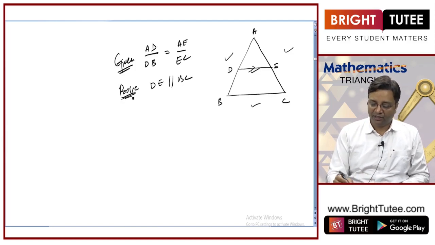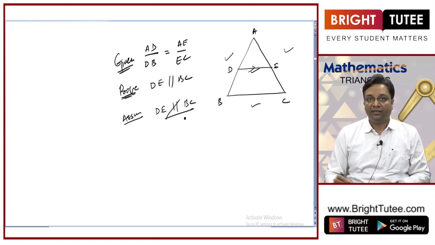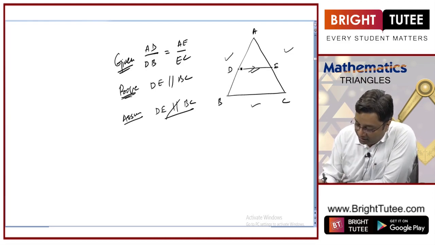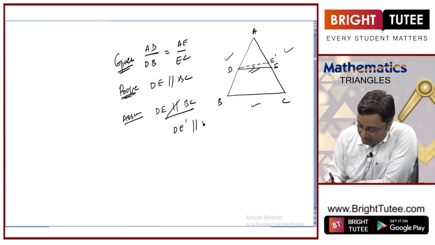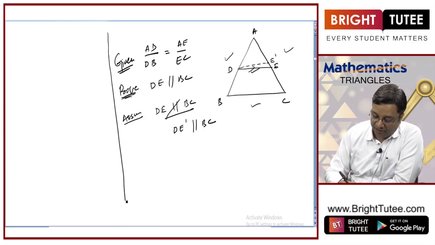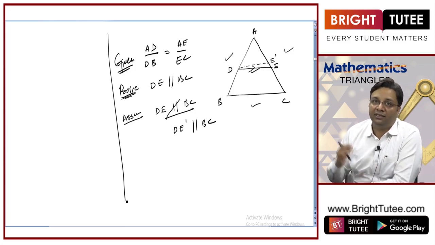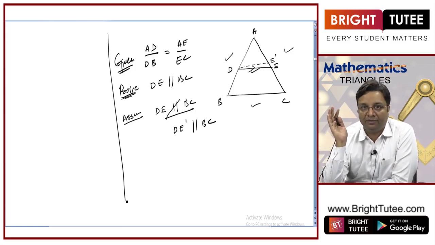And how can we prove it? We can prove it by contradiction method. We can assume that DE is not parallel to BC. Okay. So, if DE is not parallel to BC, there should be some other side which is parallel to BC. Let us say this is the side. DE dash is parallel to BC. Okay. I am just telling you this in brief, right. You can write all the steps yourself. If once you understand this, you do not have to memorize the steps even.